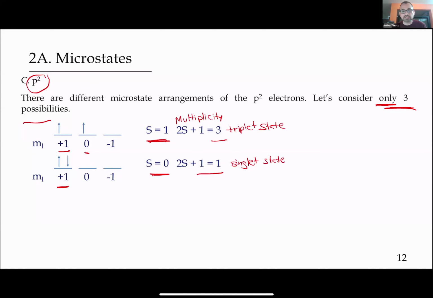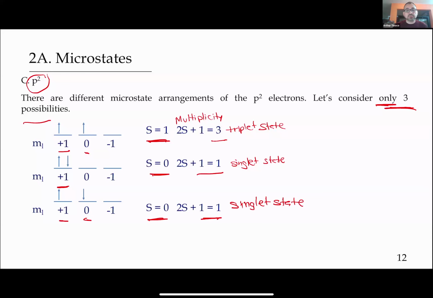Okay, so what's the last possibility that we're going to focus on? The last possibility is this one. Again, I chose this, where we have one electron in +1, one electron in 0, but one of the electrons is spin up and one is spin down, meaning your overall system will have a spin of 0. So overall, this will be a multiplicity of 1. This is also a singlet state. So these were 3 possibilities. There are more, but we're only focused on these 3. You see how they're different in terms of their states. One is a triplet, the other 2 are singlets, and even though they're singlets, they're not the same ones.